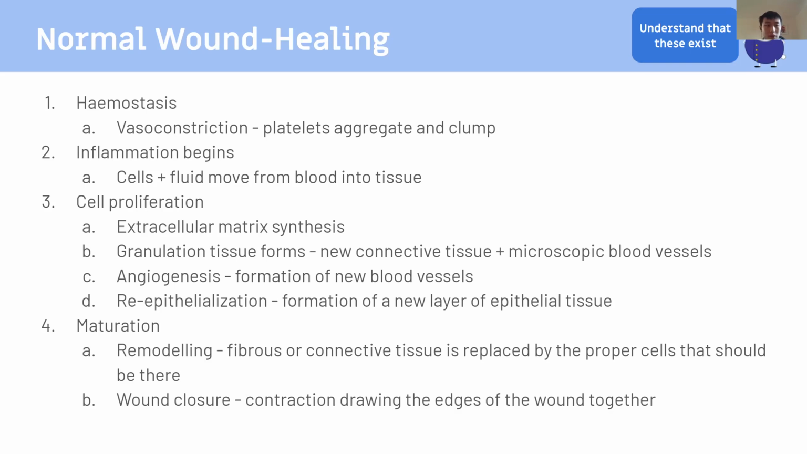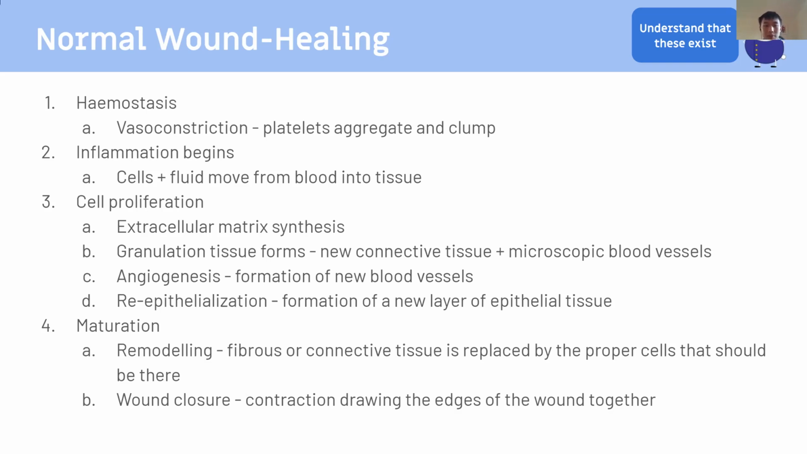And then thirdly, you get cell proliferation. This is when the repair starts. There's synthesis of the extracellular matrix. You also get granulation tissue forming. What's granulation tissue? It's basically new connective tissue and microscopic blood vessels that are forming at the wound. And there's also angiogenesis, which is the formation of these bigger new blood vessels.